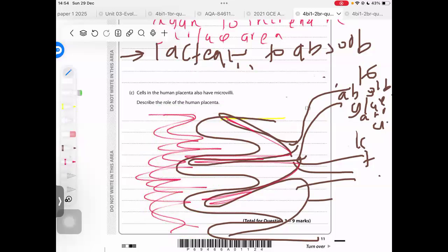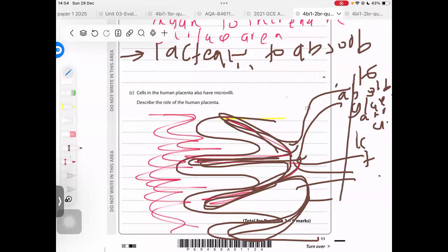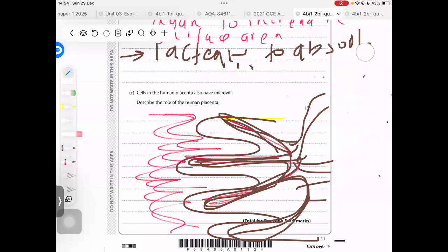And inside the microvilli, there are blood capillaries of the fetus, the umbilical capillaries, you call them. So what is the role of the human placenta? Now, you know the umbilical artery, what does it carry? The umbilical artery carries the waste products, not like in humans. In humans, the artery is the one which carries the good stuff. But in the fetus, the umbilical artery carries the bad stuff, that means the waste products.